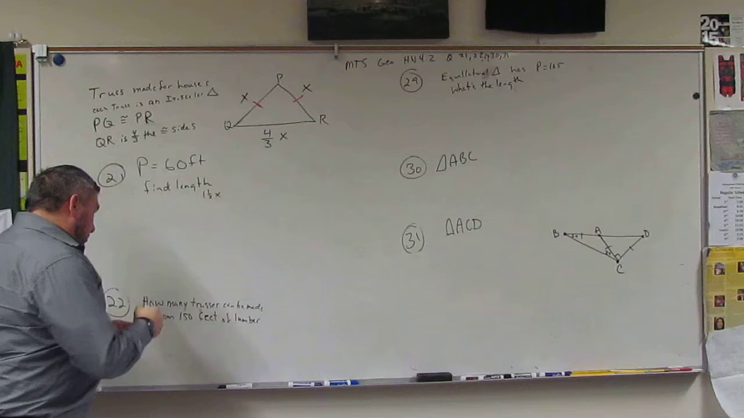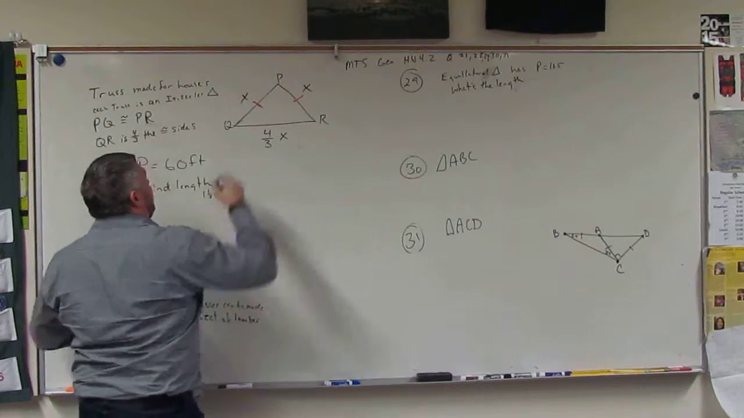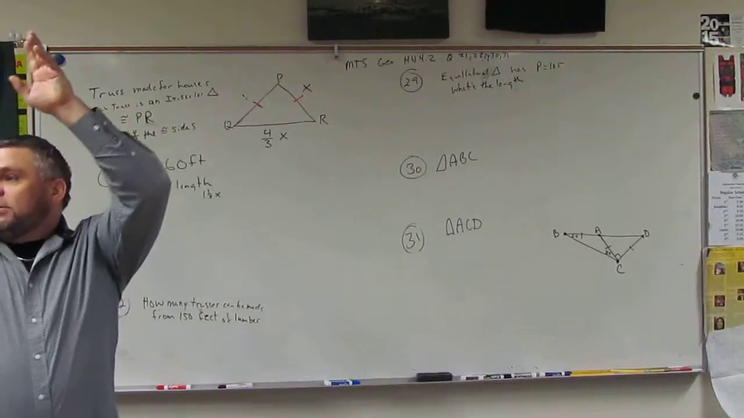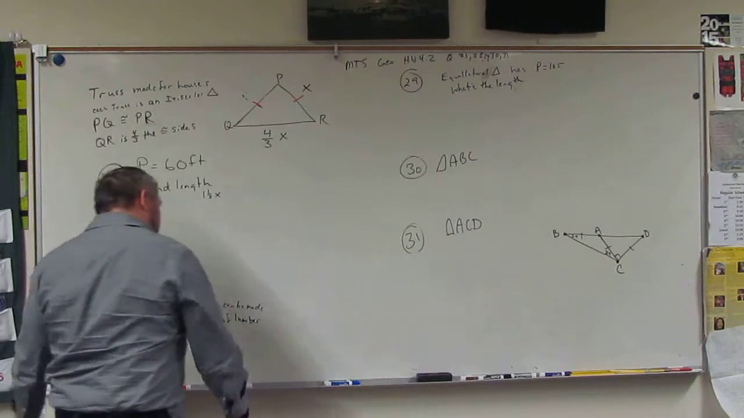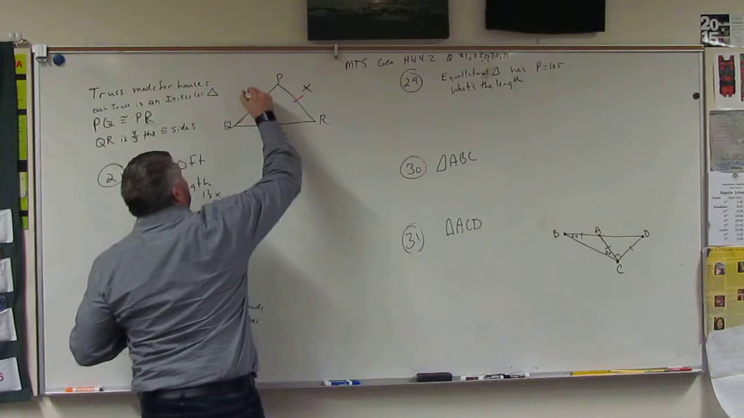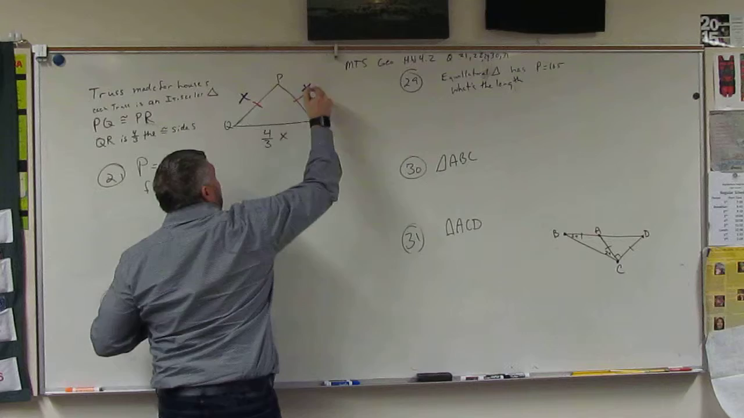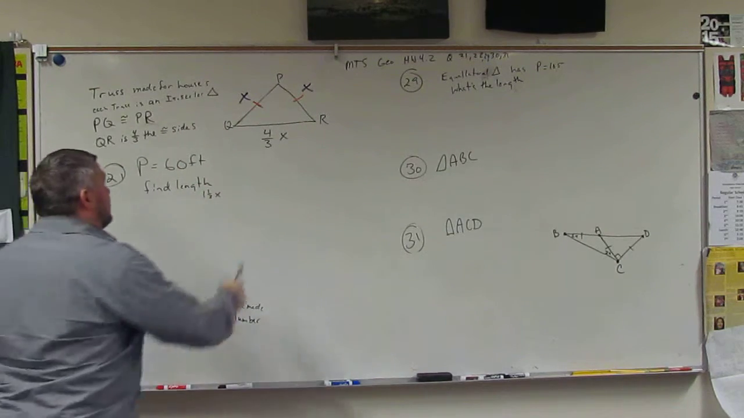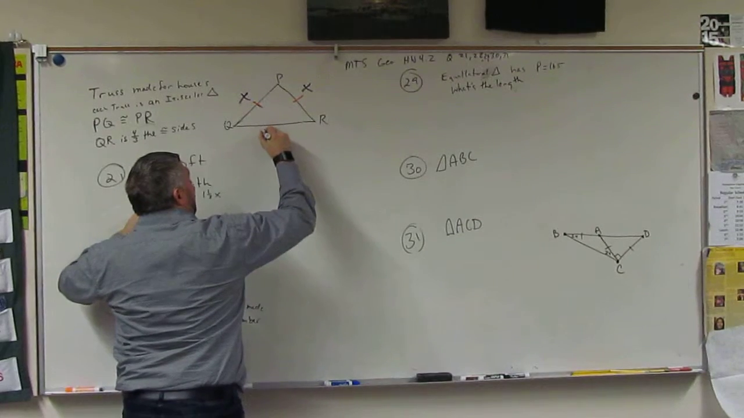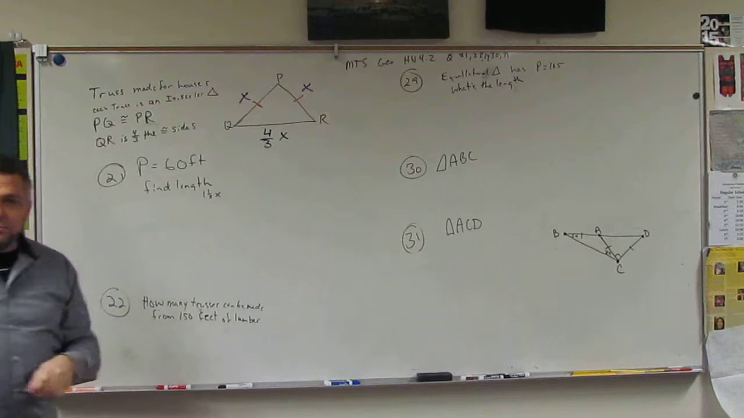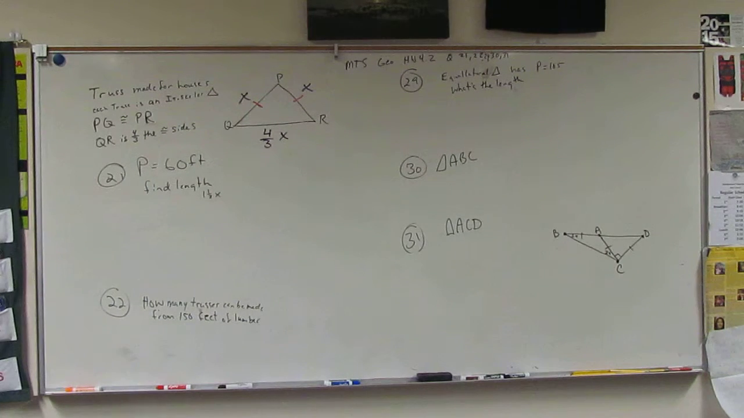So if we allow those to be x's, if I allow this side to be an x, oops, well, come on now, oh, someday, not today. If we allow this side to be x and this side to be x, right, then this side will become 4/3 x. Okay? Does that make sense? Does that make sense, everyone?